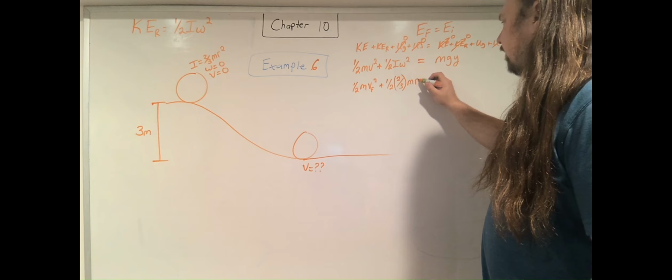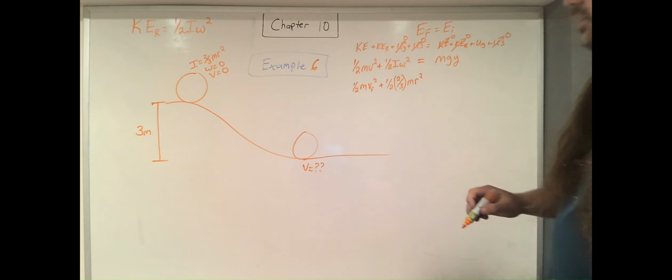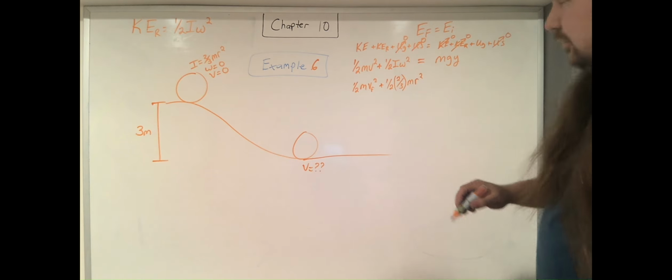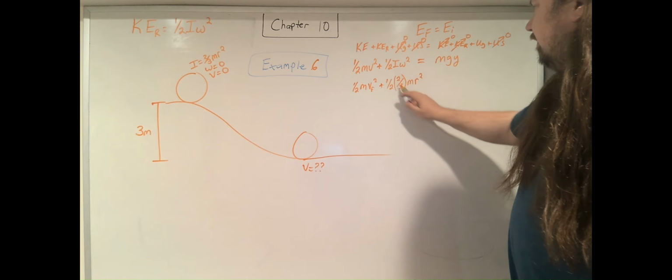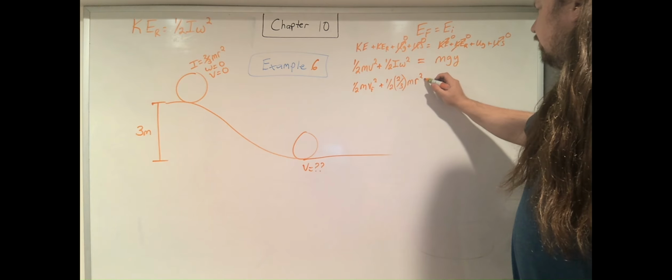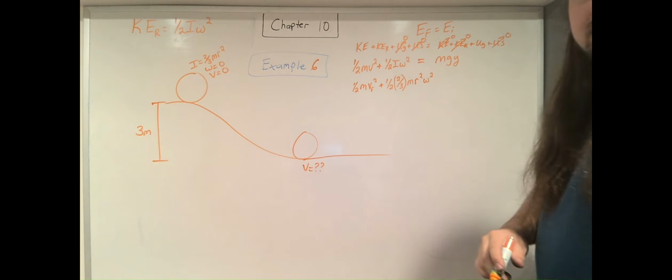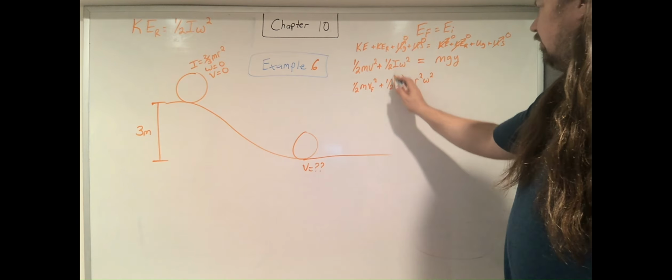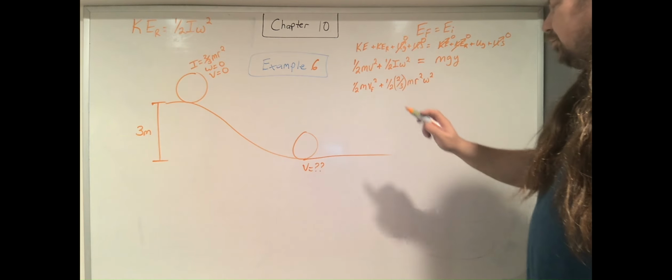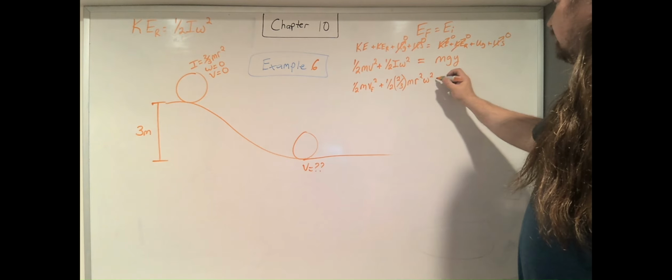Times R squared. I don't have a radius either. Oh no, I'm not looking good. This is I times omega squared. That's the speed squared. So this is all of I: 1/2, 2/3 mr squared, and then omega squared.